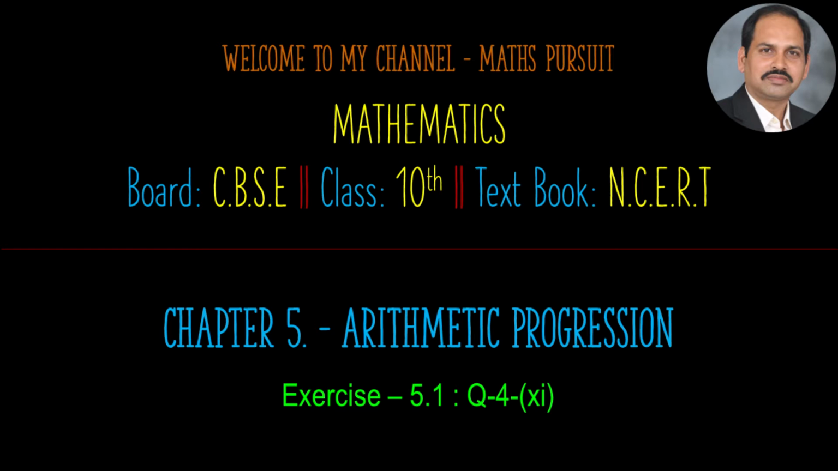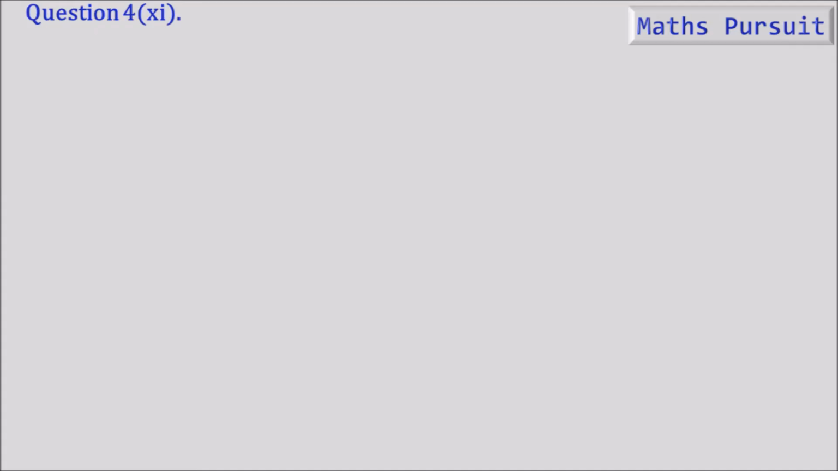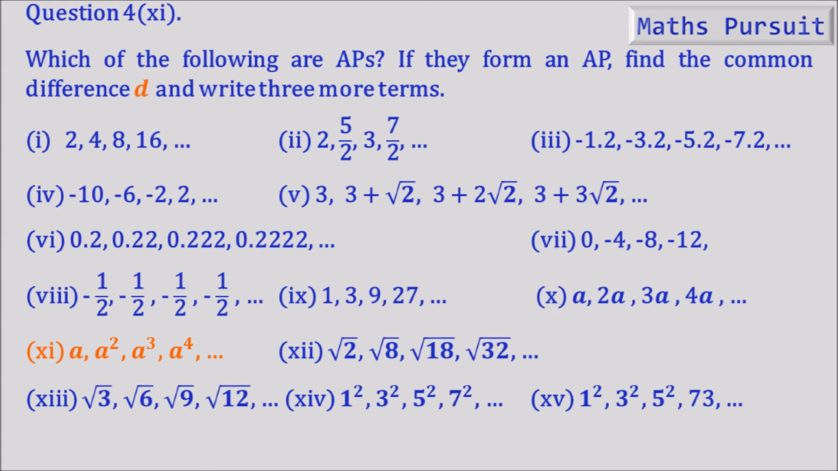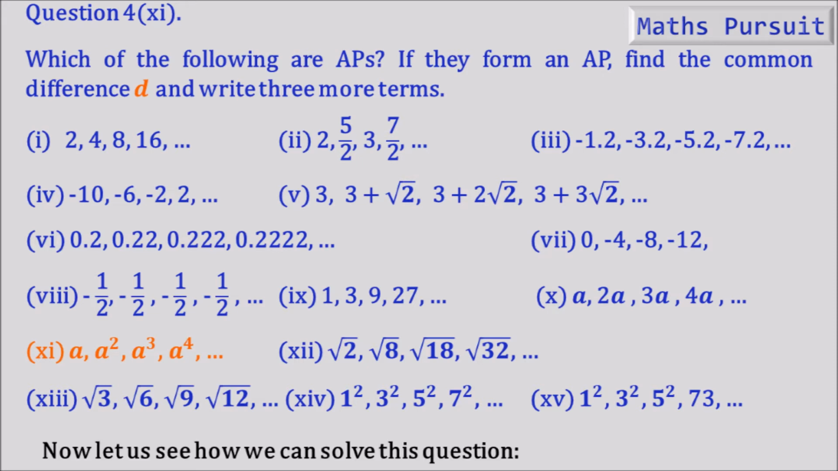Today we are going to look into exercise 5.1 question 4 bit 11 from chapter 5 called arithmetic progression. So let's see what exactly we have in question number 4 bit 11. Coming to the question, it is given: which of the following are APs? If they form an AP, find the common difference d and write 3 more terms. The given number sequence is a, a to the power 2, a to the power 3, a to the power 4 and so on. Now let's see how we can solve this question.